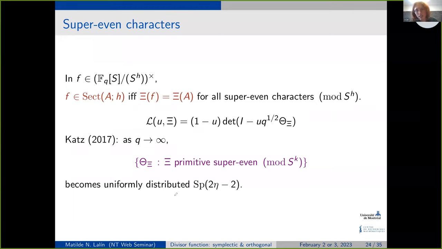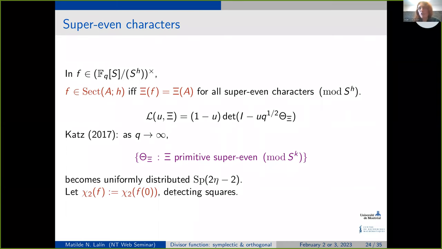And there's a result of Katz that says that these characters become uniformly distributed in the symplectic group. Now, there's another character that one can define on the elements of FQ[S], that just detects the square of F0. Okay, so this is a chi2 that is one if F0 is a square and minus one if not.